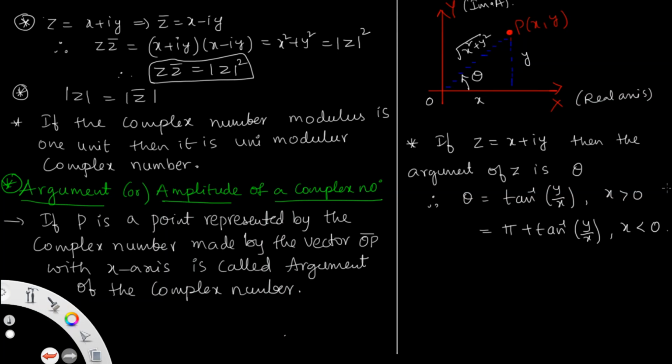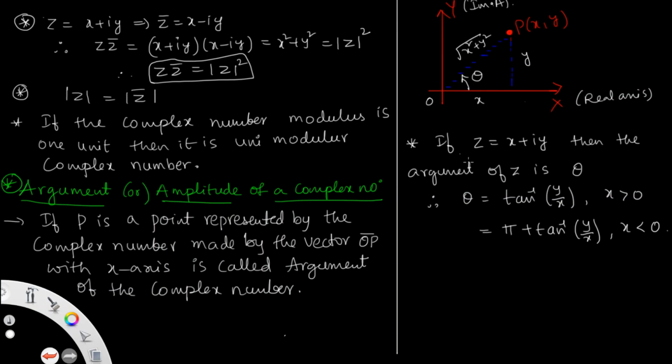Let us see here the origin. This is the Argand plane, with the real axis and imaginary axis. O is a point and P is a point, where z is x plus iy, the point P of x comma y. OP bar is a vector in the direction of the x-axis. The angle made by OP bar with the x-axis is called theta. So where P is a point, O is the origin and OP bar is a vector, the angle made with the x-axis is called the argument of the complex number.